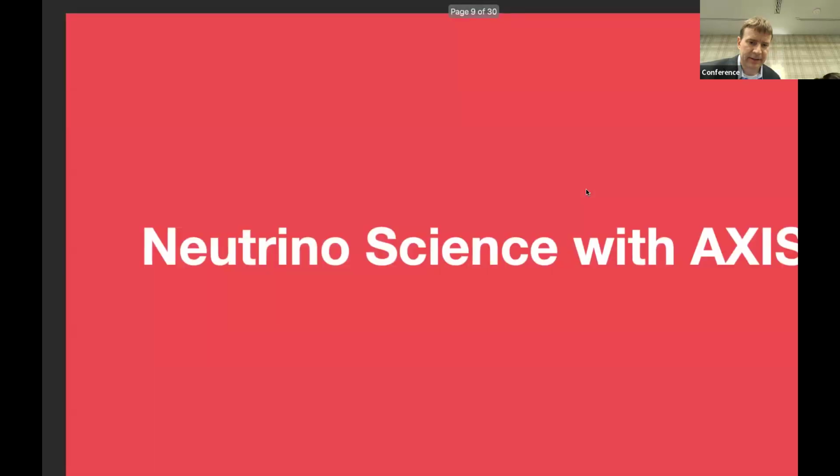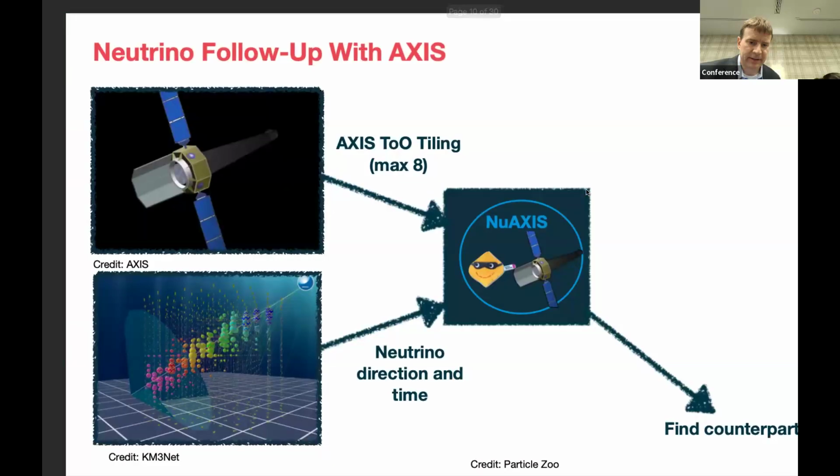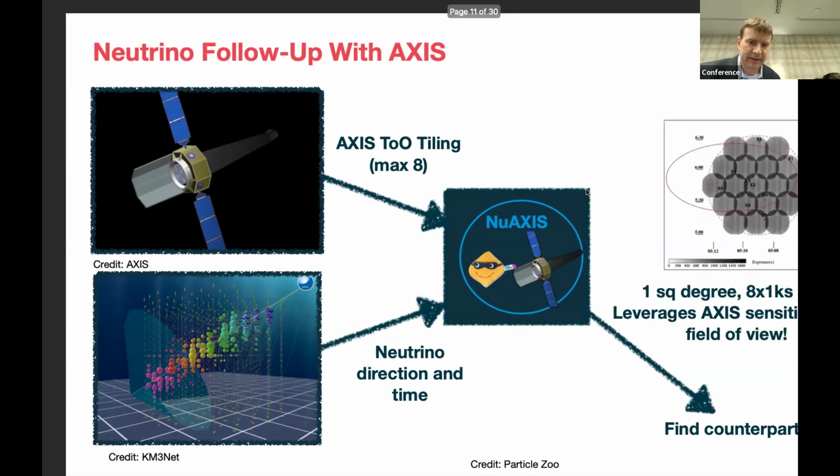So what would we like to do with AXIS, and how could AXIS contribute to neutrino science? Well, what we would like to do is to directly do tiled follow-up of neutrino localization. So there are already neutrino telescopes that detect neutrinos and localize them to under 1 square degree. There are many more telescopes coming online by the time AXIS is launched. And so it is completely feasible for AXIS to tile an entire neutrino localization region with maybe only 2, 3, or 4 pointings. So what we imagine is doing something like this.